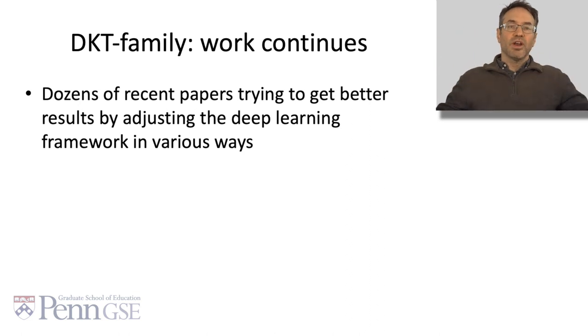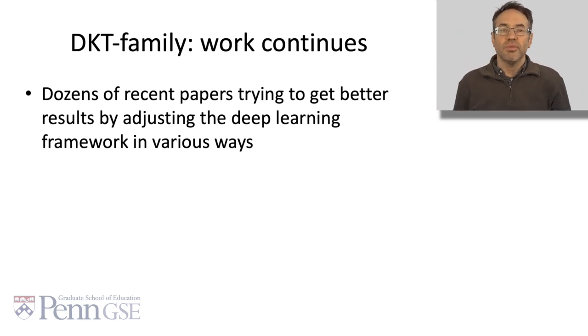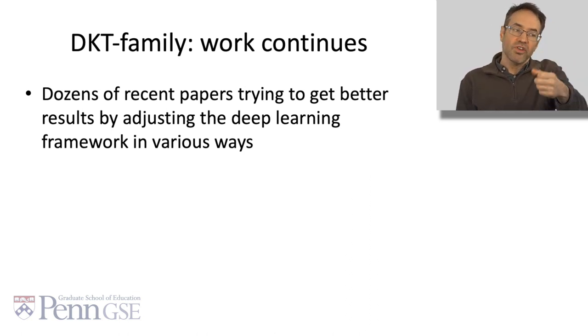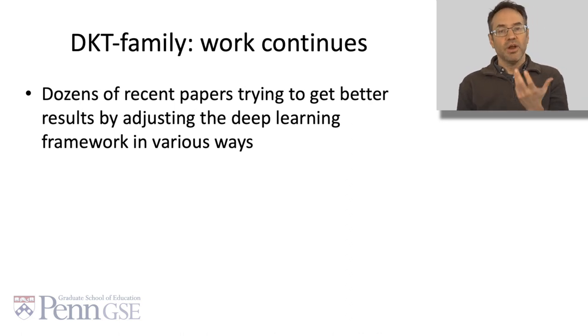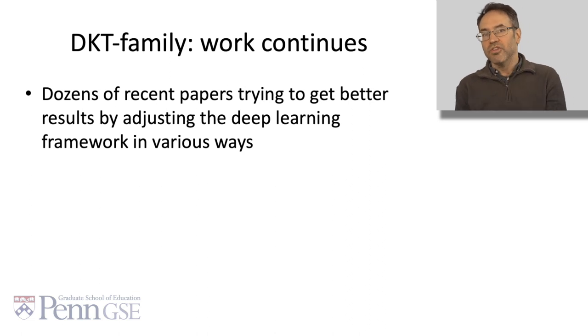Dozens of recent papers are trying to get better results by adjusting the deep learning framework in various ways. There's a lot of potential here to get better results. This kind of reminds me of the kind of thrash we saw in the past on natural language processing and on things like boosting algorithms that really led to very powerful results. I think we're seeing the same thing happening here. What this means is that this lecture is going to be out of date almost from the moment you see it, and you'll probably be seeing an updated version not too long from now.